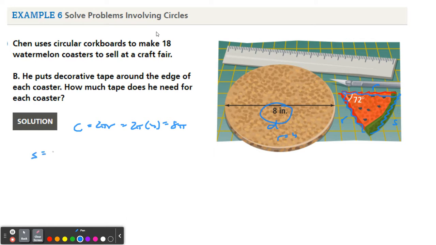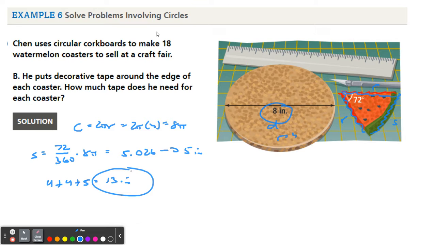And now to find the length of our arc, we take 72 out of 360, times 8 pi. When you multiply that out, you get 5.026. So I'll round that to 5 inches. That's fine. So that's the length of that arc. So to find the amount of tape I need, I have to add the 2 radii, 4 plus 4, and the arc length 5. 4 plus 4 plus 5 is 13 inches. And that's how much tape he needs for each coaster. All right, nice. Okay. Good luck with this lesson.